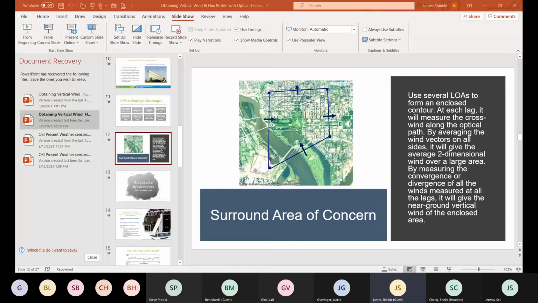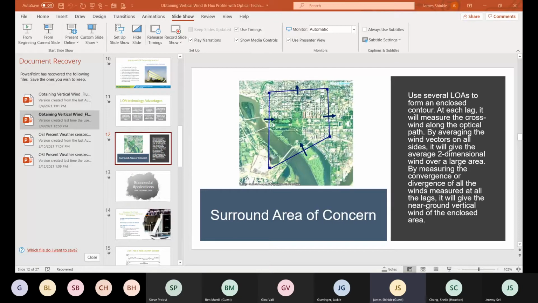If you use 3 or more LOAs, with 3 we can do an equilateral triangle around the area of concern, and then account for the movement of that air in that large space. What you could potentially do, if you don't want to surround the entire refinery, maybe you want to surround an area of the refinery or certain processes, is set up wind vectors around that space.